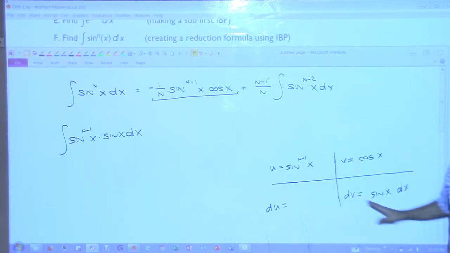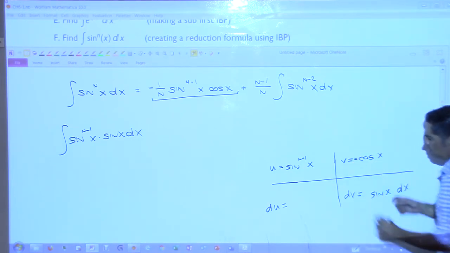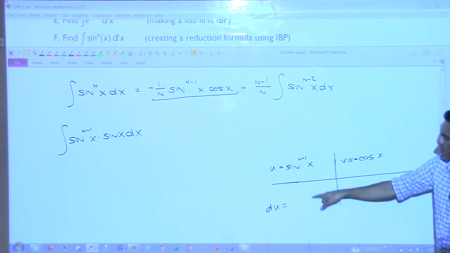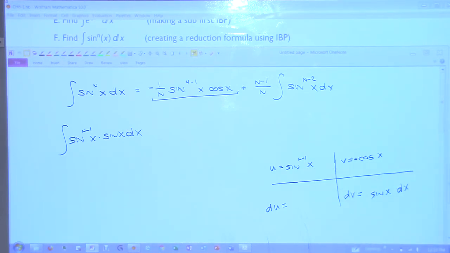And that creates this table. Now we integrate sine. Does this work here? I'm off by a sign, aren't I? I need to make that minus. So that's that. And then this right here, what's the derivative of sine to the n? N times sine to the n minus 1.